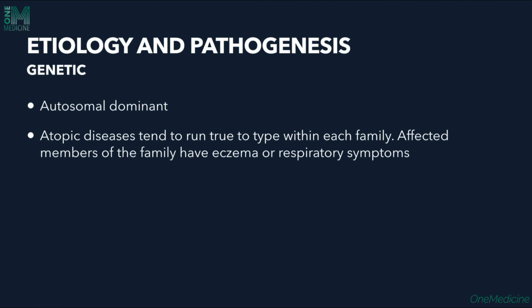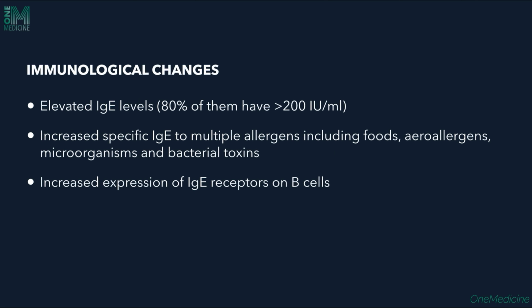Etiology: genetic autosomal dominant inheritance is seen here. Atopic diseases tend to run true to type within each family. Therefore, affected members of the family have eczema or respiratory disorders. Taking the history of the family members also is very important in atopic dermatitis.